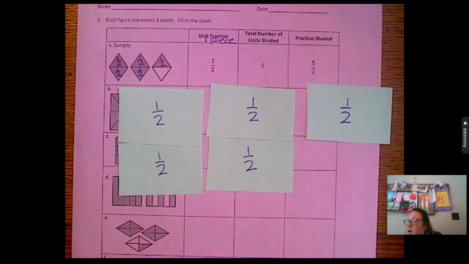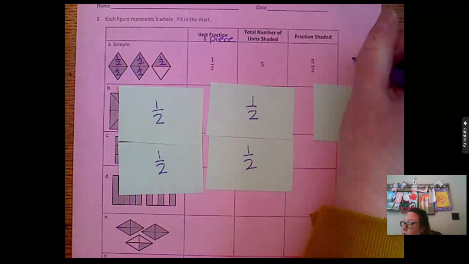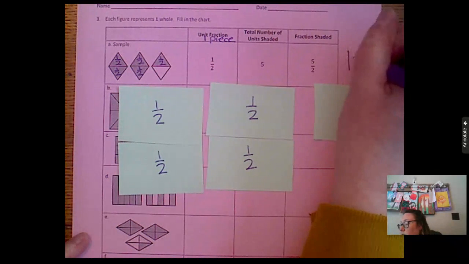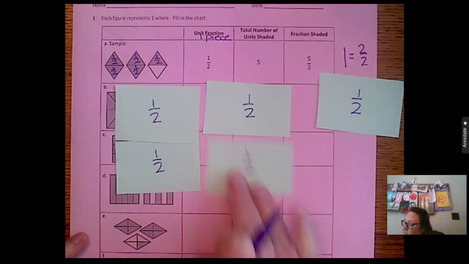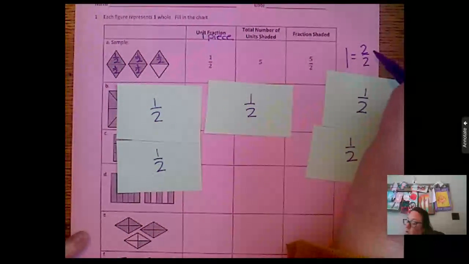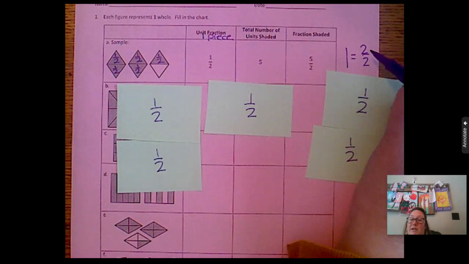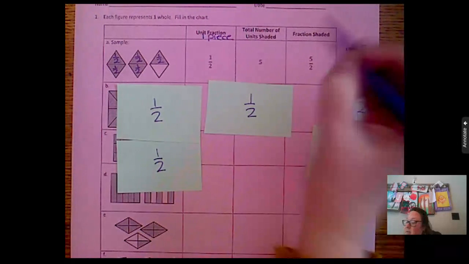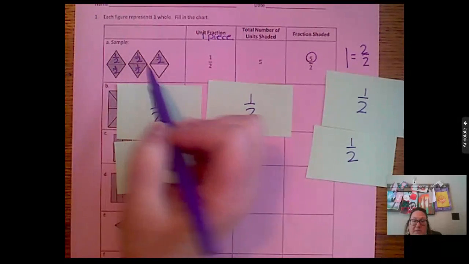And I would also know, if I want to write it as a whole, one whole would be equal to 2 halves, right? 2 halves is equal to a whole because my numerator and denominator are matching. But 5 halves is greater than one whole or 2 halves because my numerator is bigger, right? Plus we have these 2 wholes plus some left over.